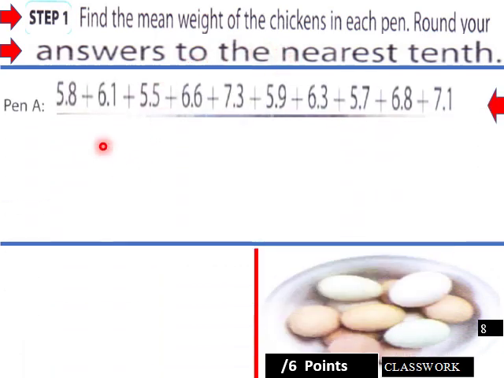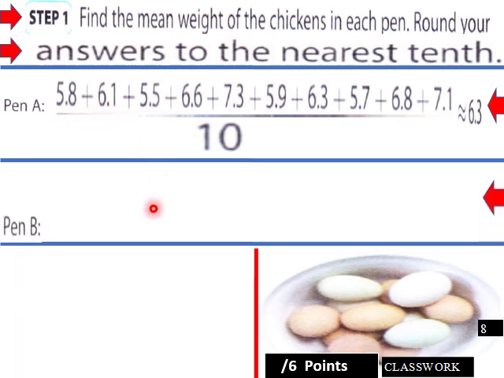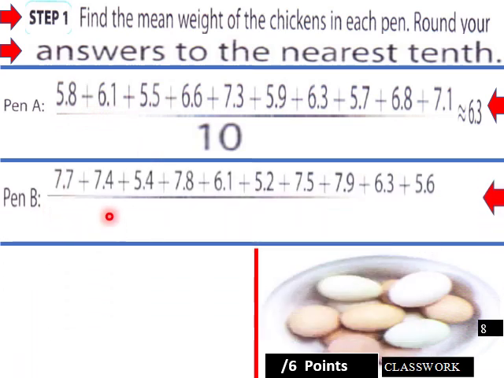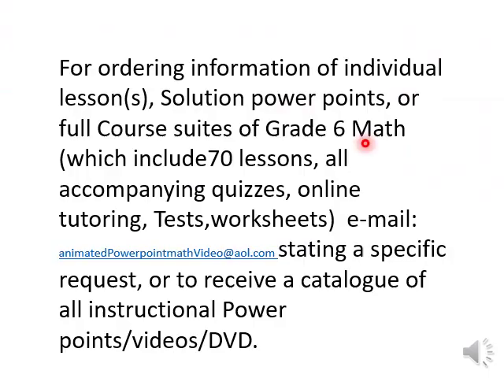So for pen A, we have these weights here that we add together, and we divide through by 10. Our mean for that would be about 6.3. So this would be our mean for pen A. And then for pen B, we add all these weights together, divide by 10, and we come up with a mean of 6.7. So we have 6.7 for pen B, 6.3 for pen A. And we'll get back to that in part 2.